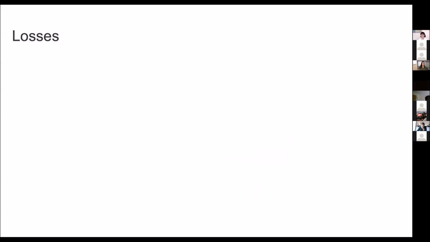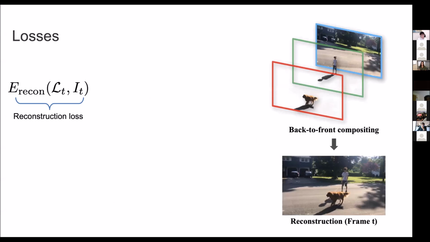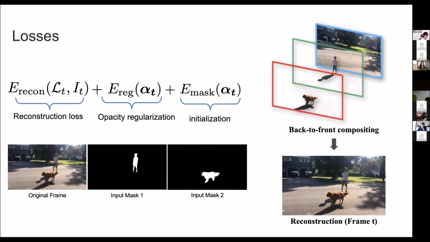So just to conclude, the losses that we use. As I mentioned, the main driving loss is a reconstruction loss. We want the layers, when we put them back together, to allow us to reconstruct the original video frame. We also have a regularization on our alpha mattes. We want them to be sparse, and this is a combination of an L0 and L1 loss on the alpha mattes. And it turns out that these two losses alone are not enough to make the optimization converge from a random initialization. So we also have an initialization loss in which we encourage the mask of each layer to match the rough segmentation mask that we use as input. We turn off this loss after several epochs and let the network refine this initial estimate.